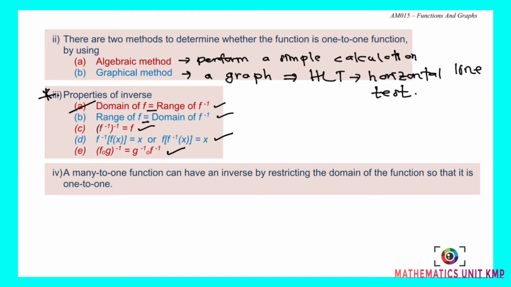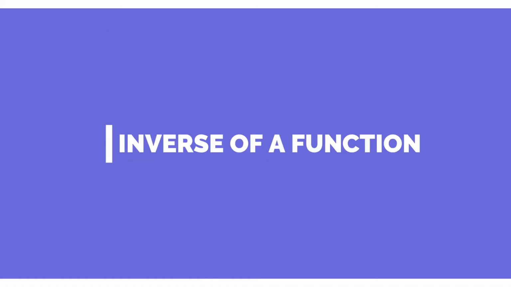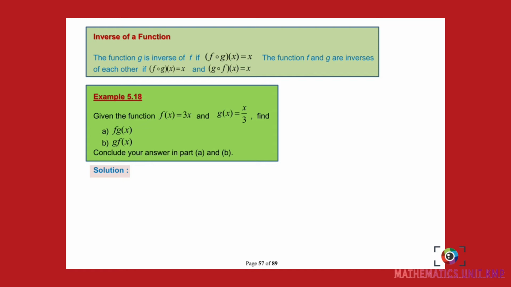Next one, a many-to-one function can have an inverse by restricting the domain of the function so that it is one-to-one, especially quadratic. The functions f and g are inverses of each other if f(g(x)) equals x and g(f(x)) equals x. So meaning that the composite function of both the function and its inverse, when you composite it, you should get x only.